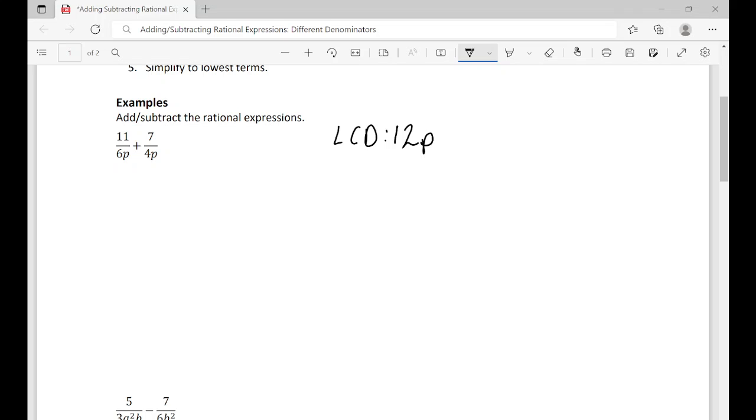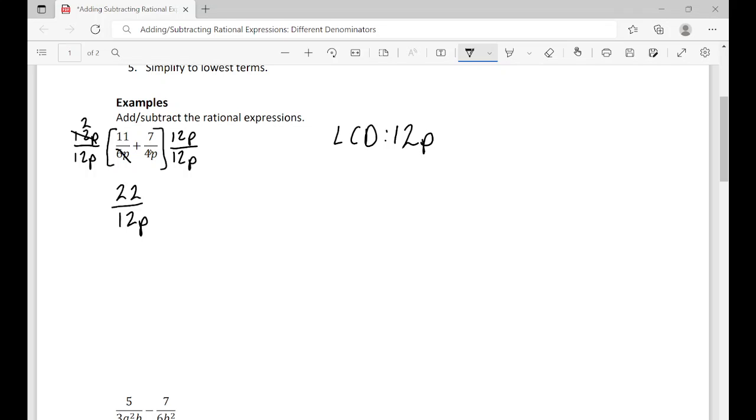Now I'm going to show you the correct math way to do it, and then we'll do a kind of shortcut way to do it for the rest. What you're going to do is take your LCD and multiply it by both sides, top and bottom of each fraction. When we do that, this denominator will cancel out, leaving a 2. So I'm going to have 2 times 11, which is 22, over the LCD of 12p.